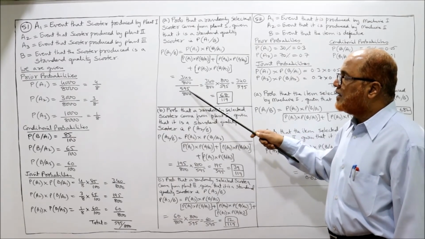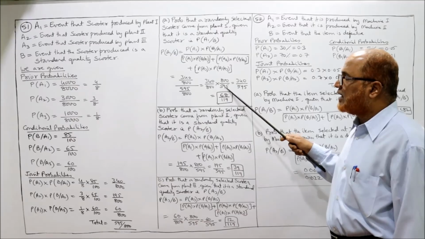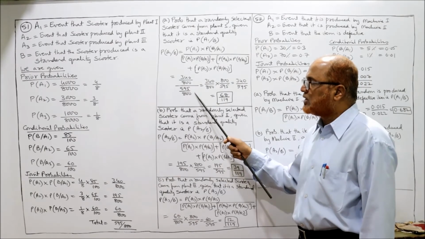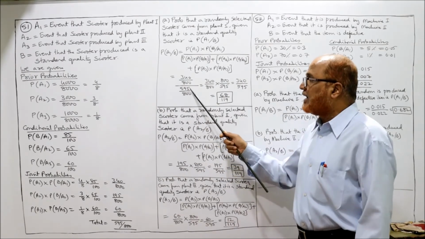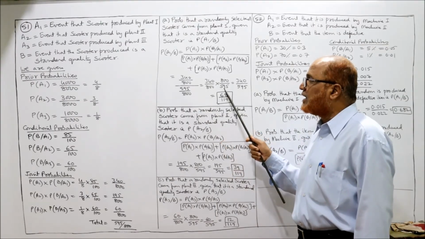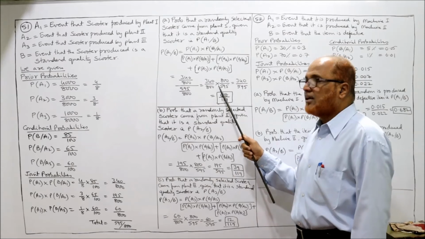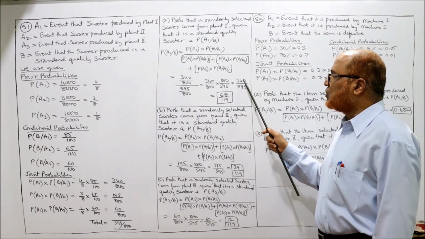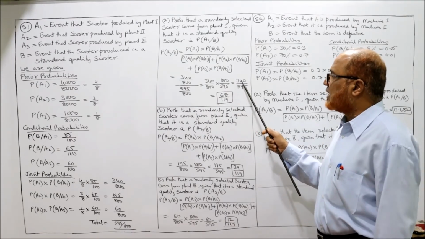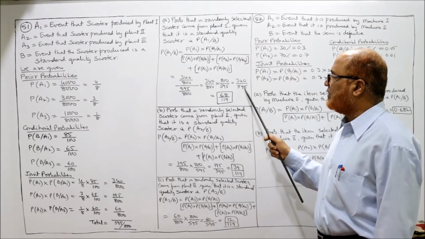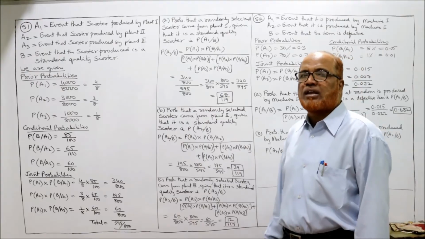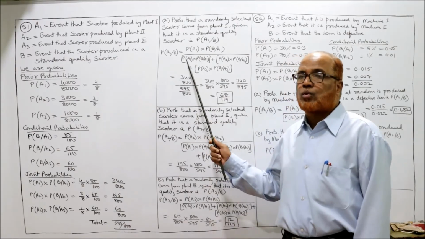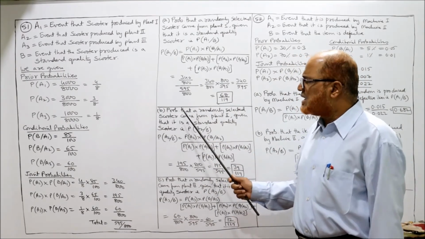If we invert this, 595 by 800 becomes 800 by 595. Here there is division; if I convert division to multiplication, the denominator becomes inverse. 595 by 800 becomes 800 by 595 because we changed divide to into. So 800 and 800 will get cancelled, and we get 340 by 595. If we cancel by 5: 5 6s are 30, 5 8s are 40, 5 1 is 5, 5 1 is 5, 5 9s are 45. So 68 by 119. A randomly selected scooter coming from plant 1 given that it is a better quality scooter is 68 by 119.